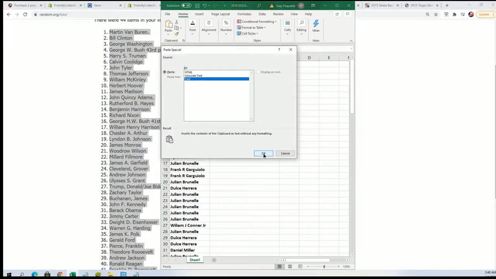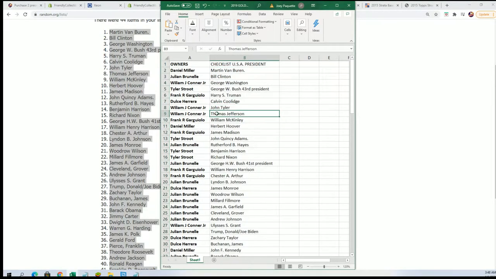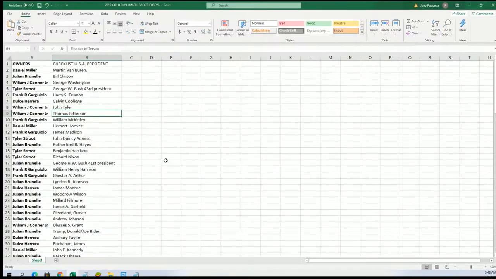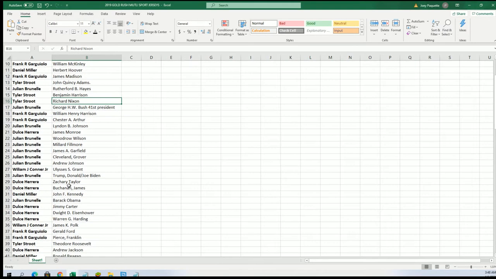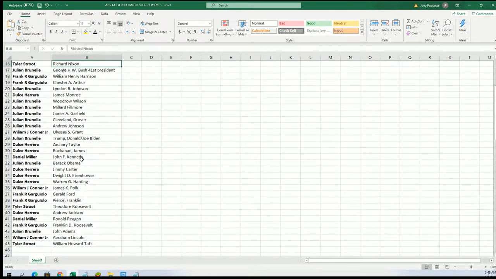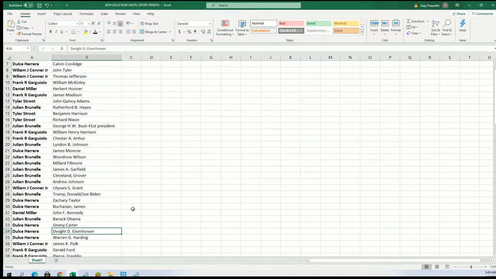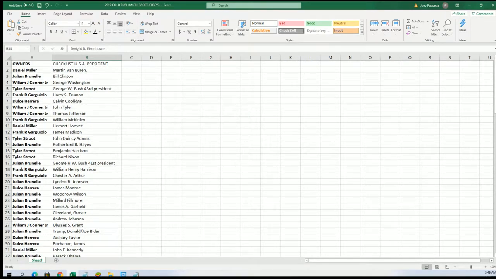And now you can see your president in the break. Good luck with Thomas Jefferson, William J.C. Jr., John Tyler, William J.C. Jr., Richard Nixon for Tyler S., John F. Kennedy for Daniel M., John Adams, Mr. J., Abraham Lincoln. So many ways to hit big. Let's find out what happens in the break.